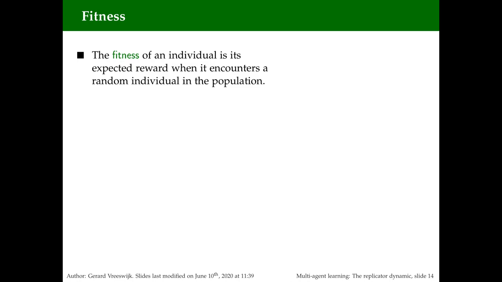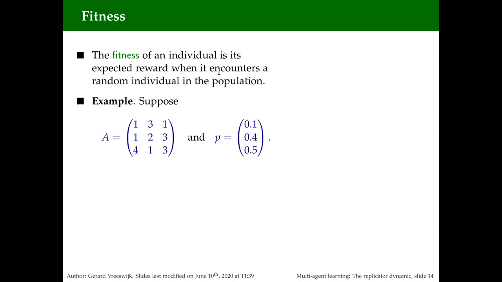So the fitness, we already discussed the fitness in the concept of evolutionary game theory. It is an expected reward when it encounters a random individual in the population. Expected because it encounters according to the proportions, but it randomly selects an individual.